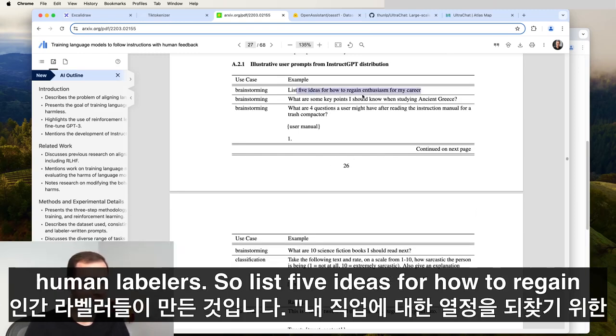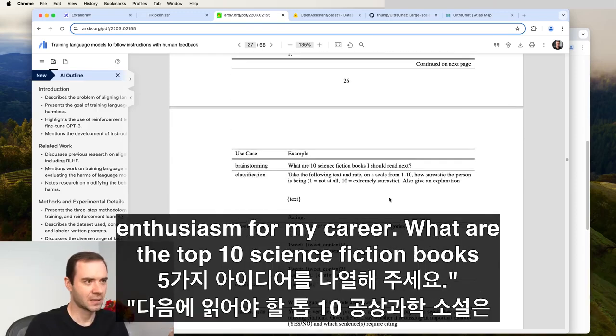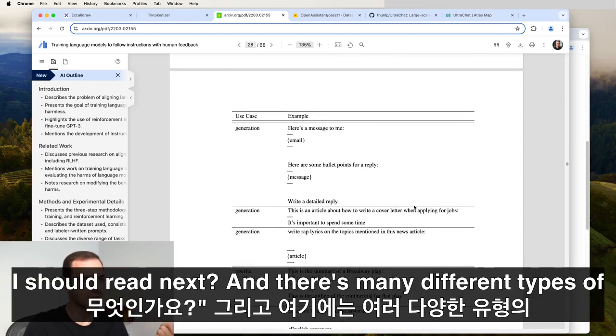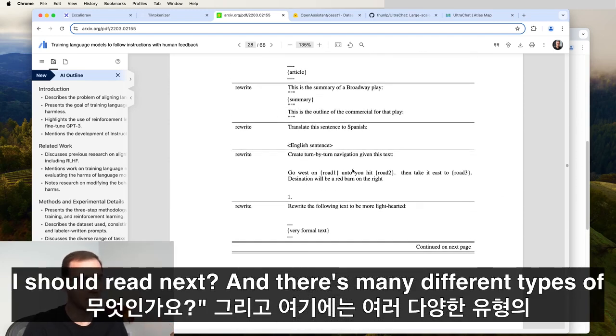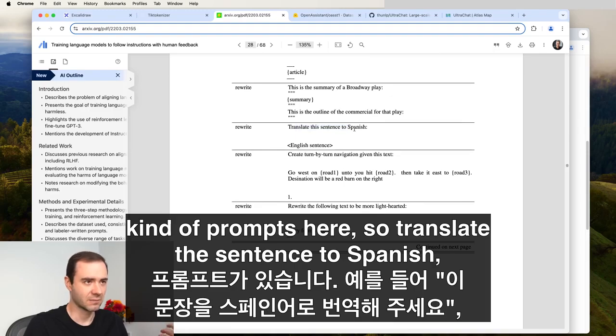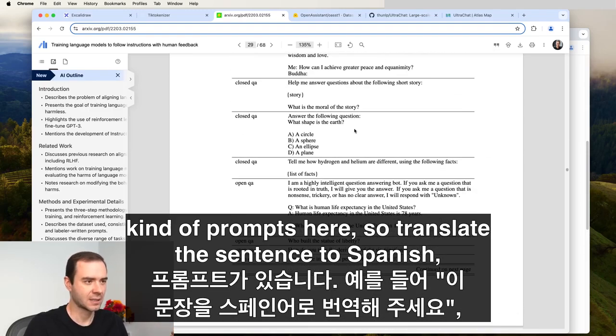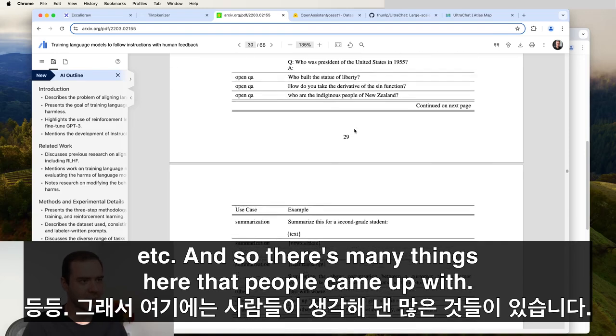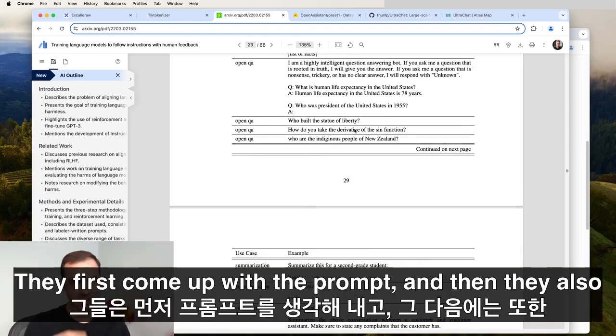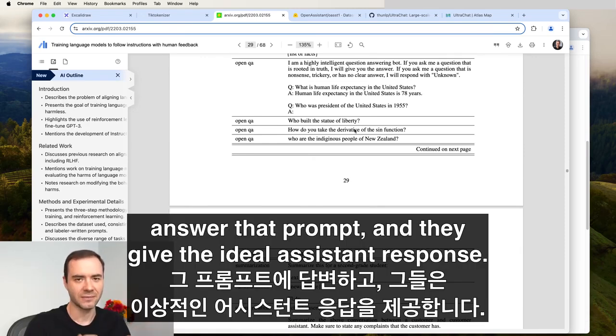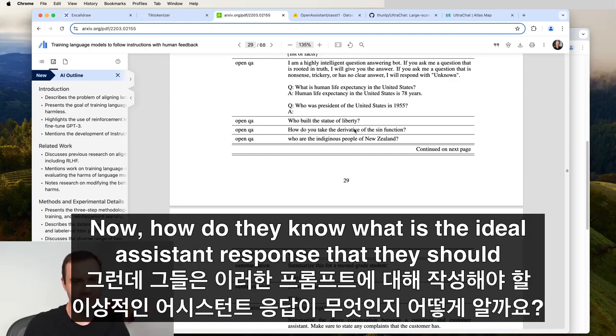So, list 5 ideas for how to regain enthusiasm for my career. What are the top 10 science fiction books I should read next? And there are many different types of prompts here. So, translate this sentence to Spanish, etc. There are many things here that people came up with. They first come up with the prompt, and then they also answer that prompt, and they give the ideal assistant response. Now, how do they know what is the ideal assistant response that they should write for these prompts?